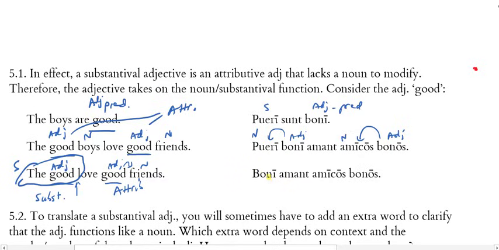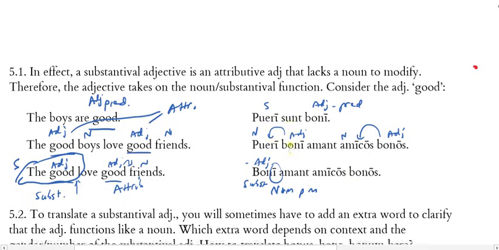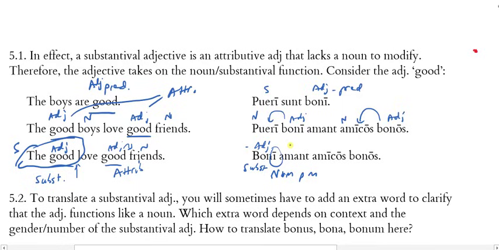And in Latin, boni is my adjective functioning substantively, okay? So the boni, the good, in the plural, right? Notice this is nominative, plural, and masculine. The good love good friends. All right, so this adjective doesn't have a noun to modify, and that's why it's taking on the role of the noun. It's functioning substantively.